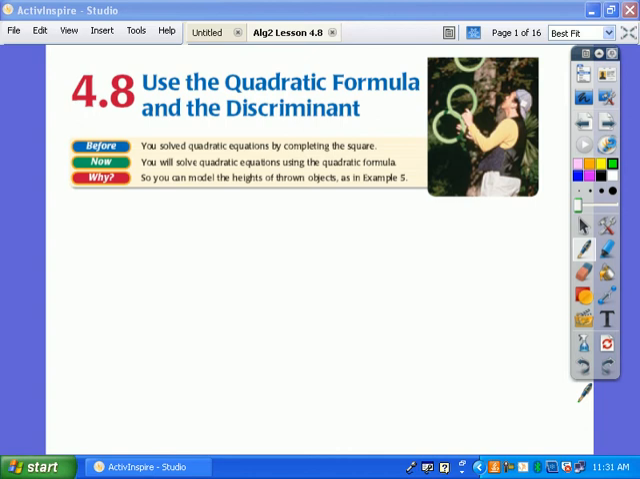All right, this is Mr. Smith here. This is Algebra 2, Section 4.8, kind of a culminating point of Chapter 4, the quadratic formula, and looking also at a special feature of the quadratic formula called the discriminant.